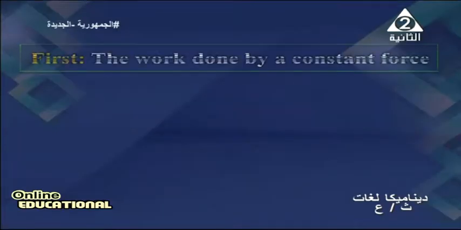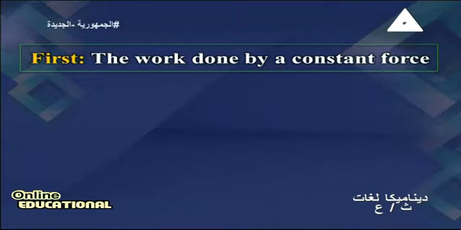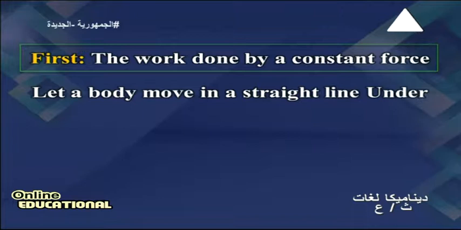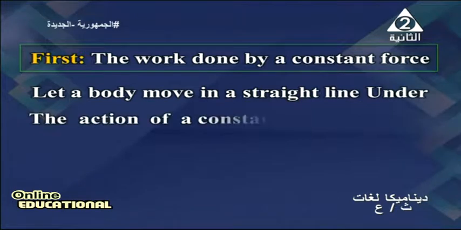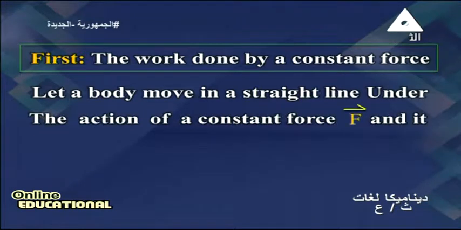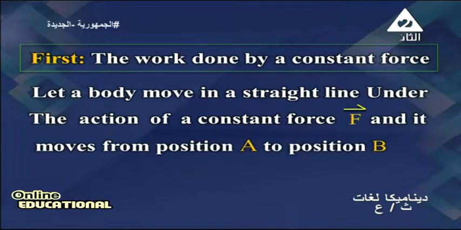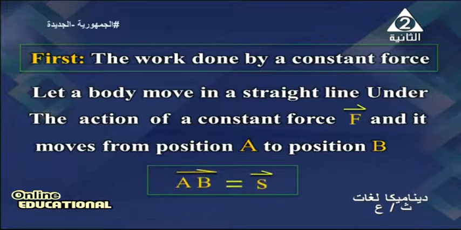First, the work done by a constant force. Let a body move in a straight line under the action of a constant force, F vector, and it moves from position A to position B, and its displacement vector AB equals S.